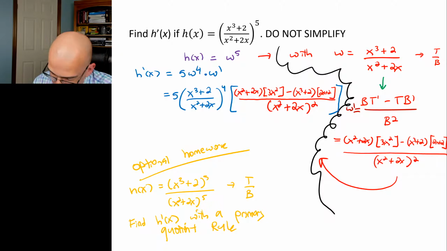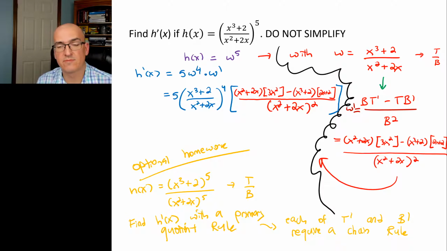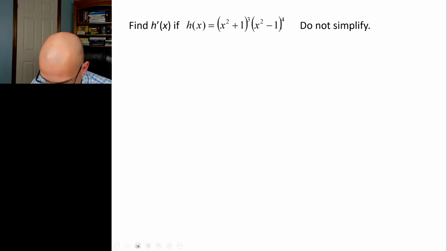You may think this is the easy way until you realize that each of t prime and b prime require a chain rule. Another interesting thing about this approach is that the answer you're going to get at the end, if you use this method, isn't going to look like the answer above. You'll get something that looks different. And then an optional task is to show that they're the same, to simplify both of them and confirm that they're identical.